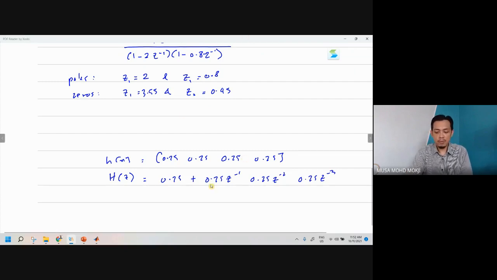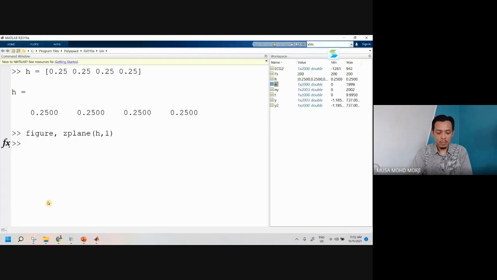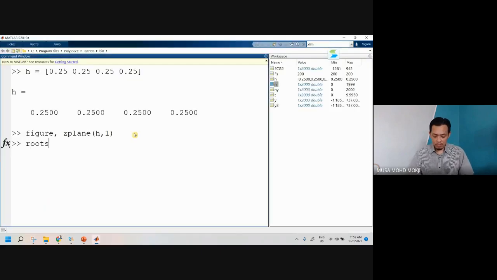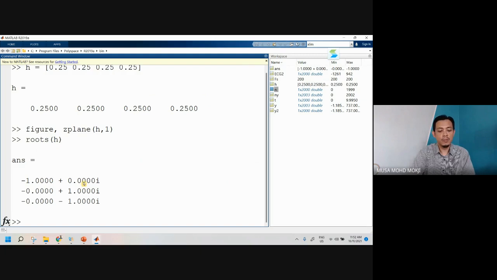Then you find the roots for this one. I can do this, roots of H. So this is actually the roots, and you can do that on your calculator. This is the first root, -1. This is imaginary 1. This is imaginary -1. MATLAB puts it as an i, but either i or j you can use. So this is -1 plus 0i.